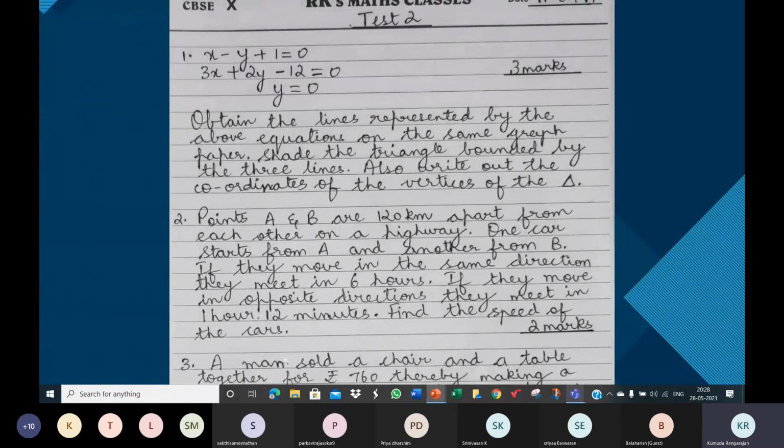Srinivasan, your graph is right. Good. Shreya, y is equal to 0 is the equation of a straight line, represented by the equation y is equal to 0. Please think about that. You've not understood the equation y is equal to 0 correctly.